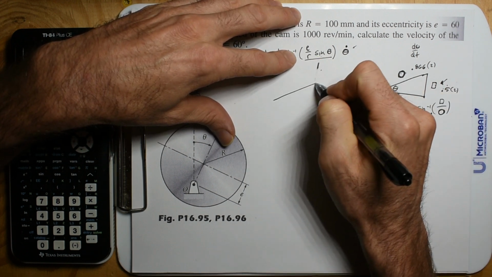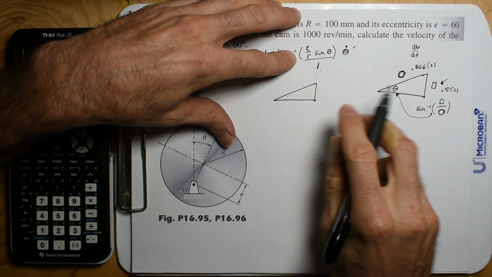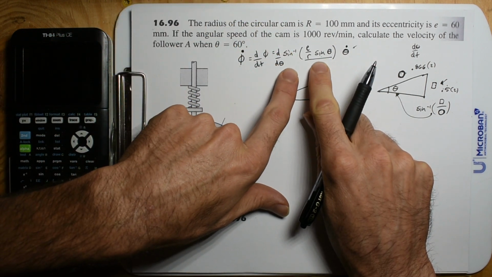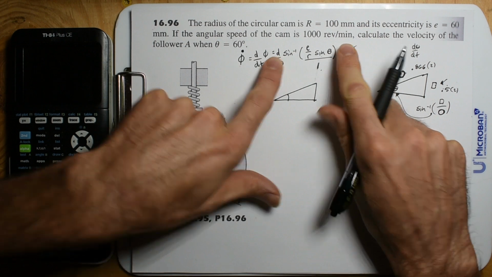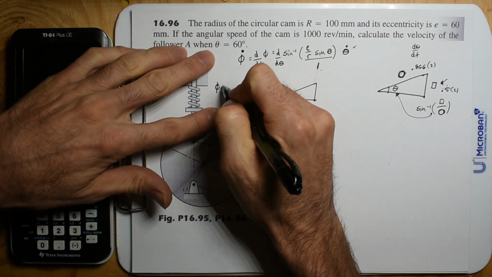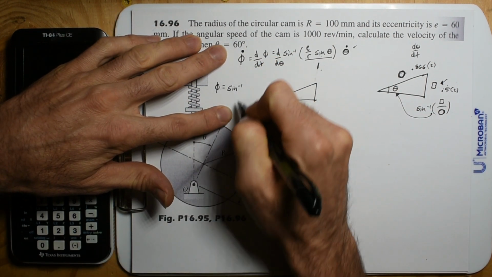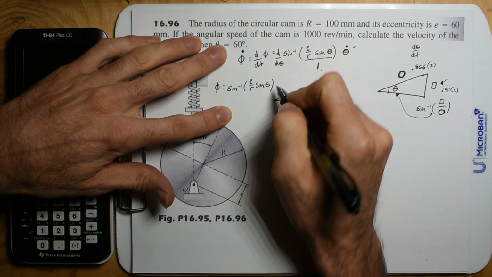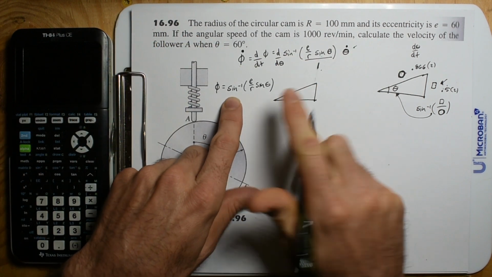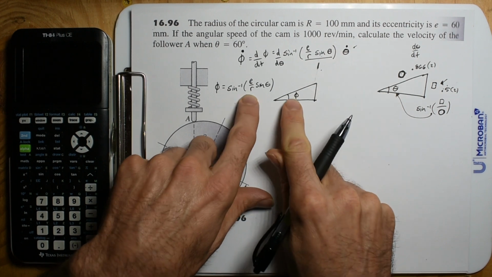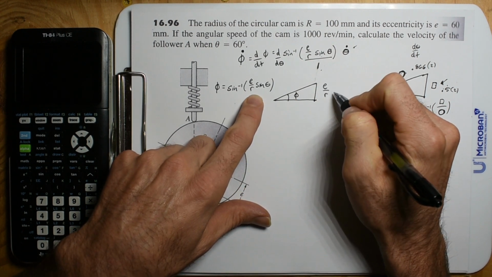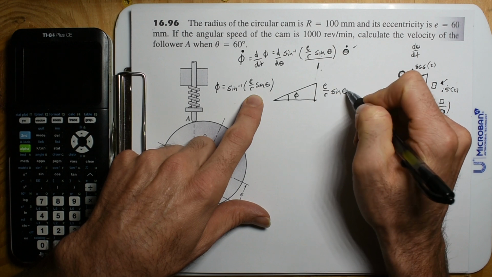So let's draw that triangle again. And what are we trying to find? Because originally, this equation said phi was inverse sine of E over R sine theta. There you go. So this is the angle phi, and we're saying that this side is E divided by R sine theta.